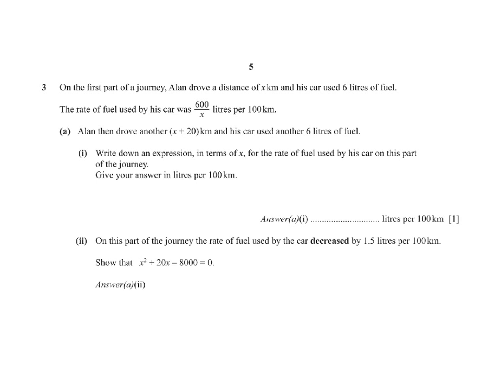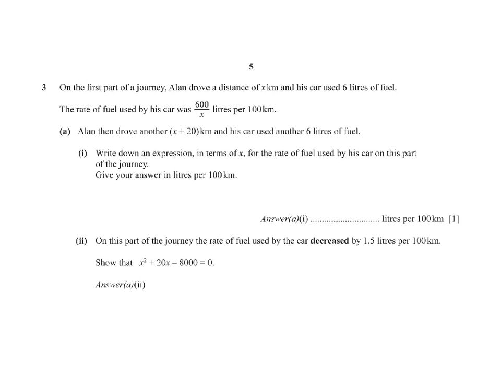Good. What does it say? It says on the first part of a journey, Alan drove a distance of X kilometers and his car used 6 liters of fuel. The rate of fuel used by his car was 600 divided by X liters per 100 kilometers. Yeah, now that makes sense because 600, let's say, divided by 100 is indeed 6 liters.